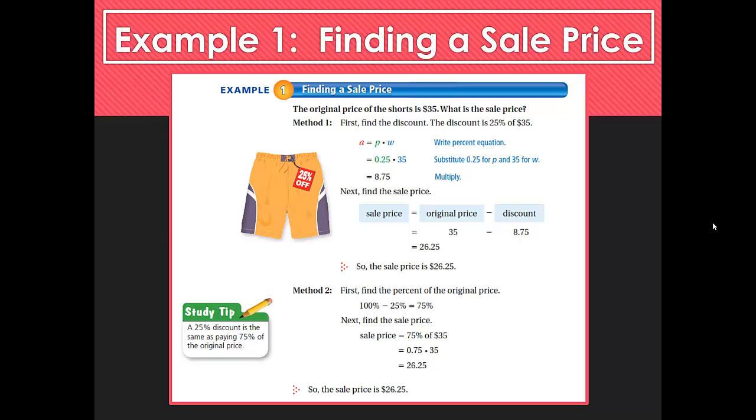For our second method, first find the percent of the original price. So we take 100%, because our percents are always out of 100, we subtract our discount, which was 25%, and we will get 75%. Next, we'll find the sale price. The sale price would be 75% of $35. 75% as a decimal is 0.75, or 75 hundredths. Then we'll multiply that by 35, and once again we get $26.25. If you look at our study tip, a 25% discount is the same as paying 75% of the original price.